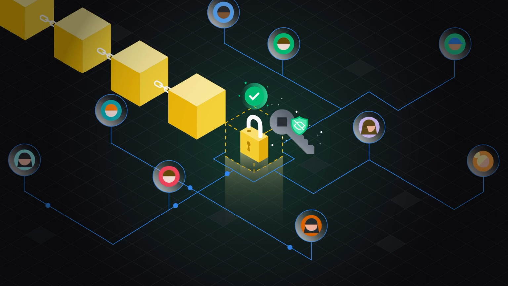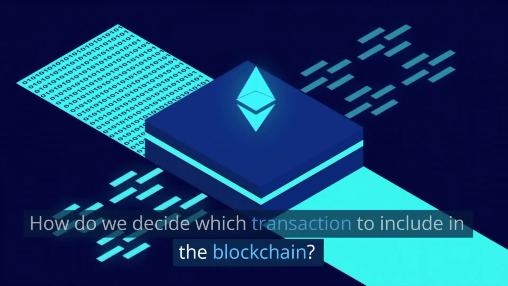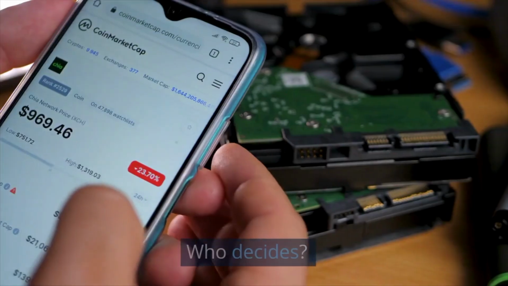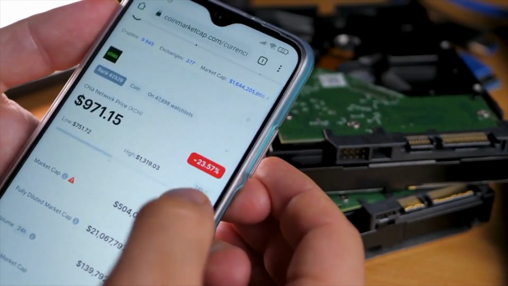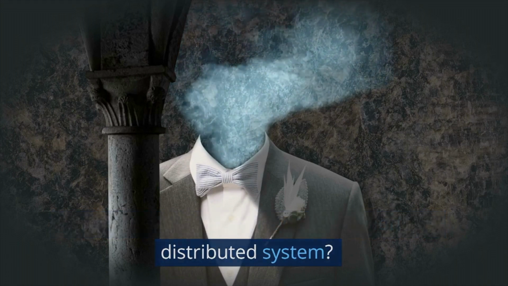So we figured out how to stop people from spending Alice's funds, but what we haven't figured out is how to prevent Alice from spending the same funds twice. How do we decide which transaction to include in the blockchain? Who decides? How do we reach a consensus decision in a distributed system? We will answer these questions in the next video.